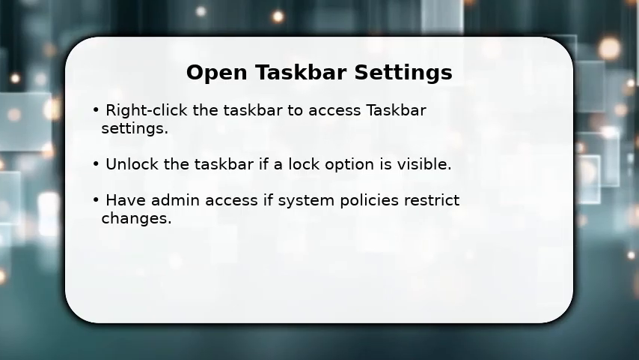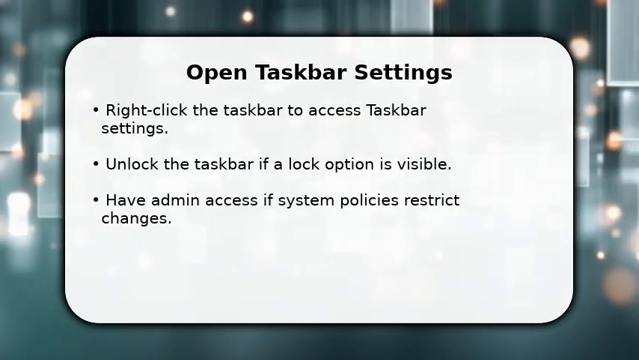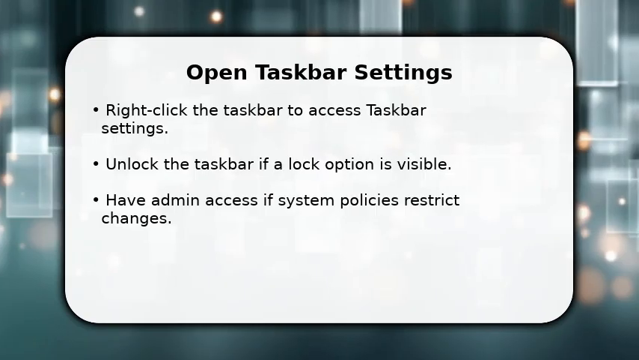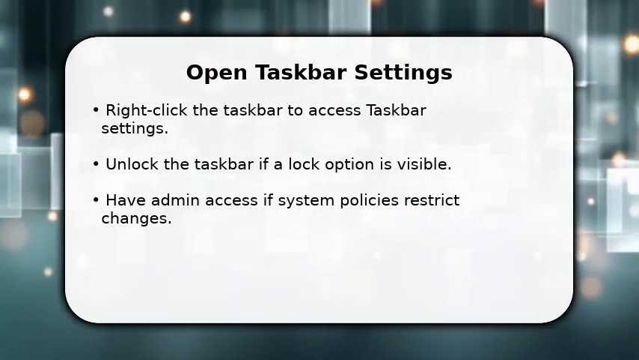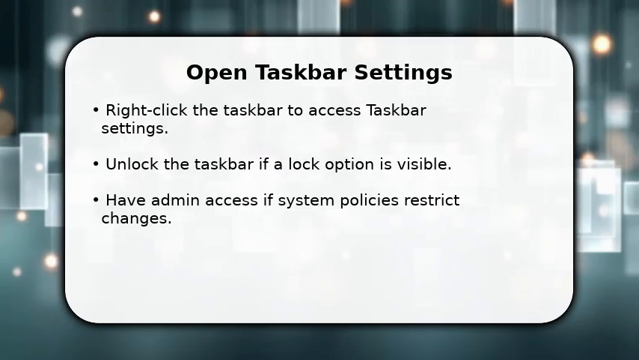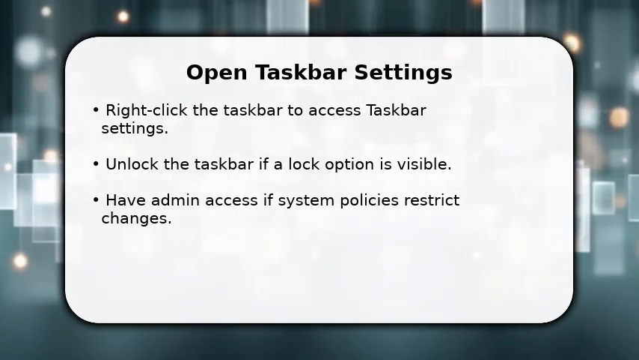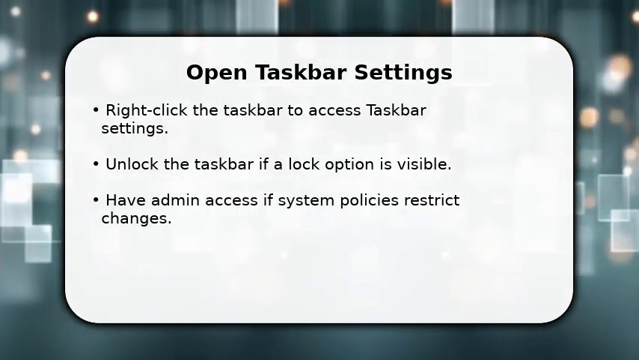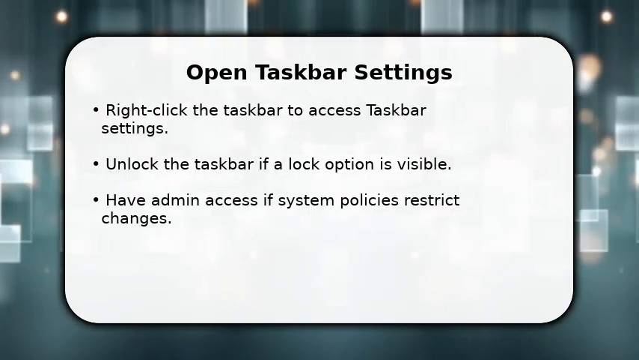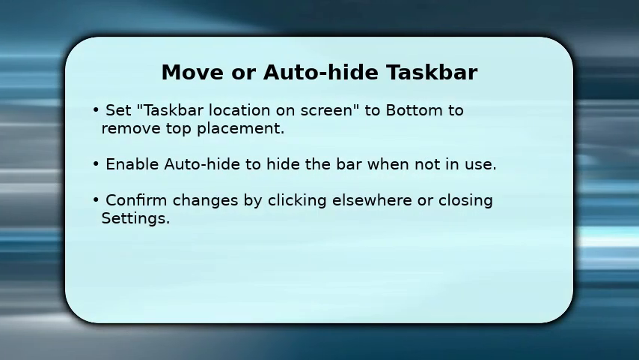Unlocking allows movement. If settings are grayed out, make sure you have administrator access or are signed into a local admin account. Once done, scroll to the section that controls taskbar position or behavior so you can change its screen edge quickly and safely. Now change how the taskbar behaves.